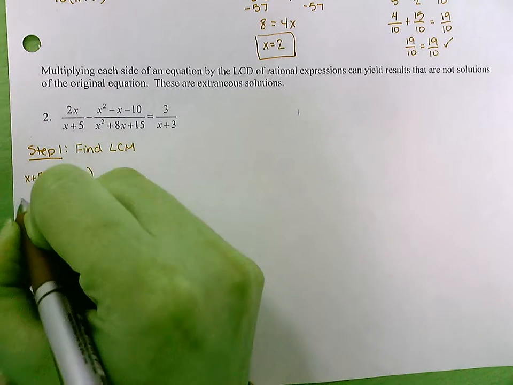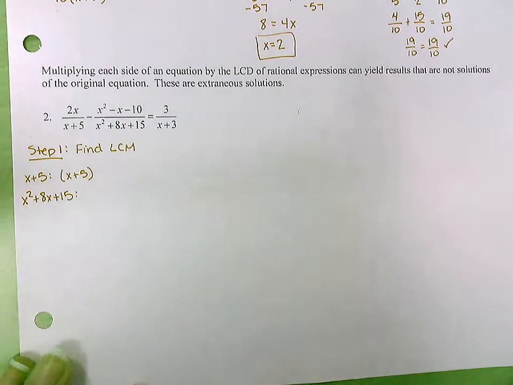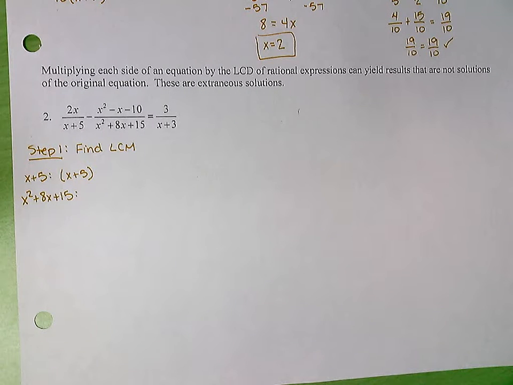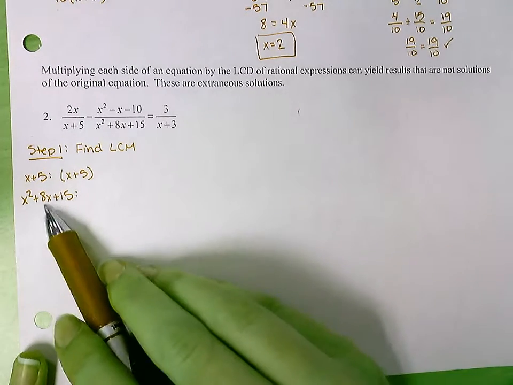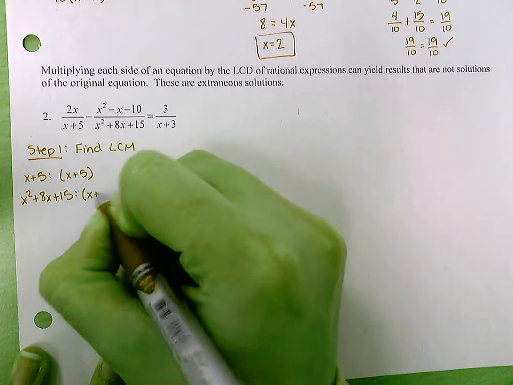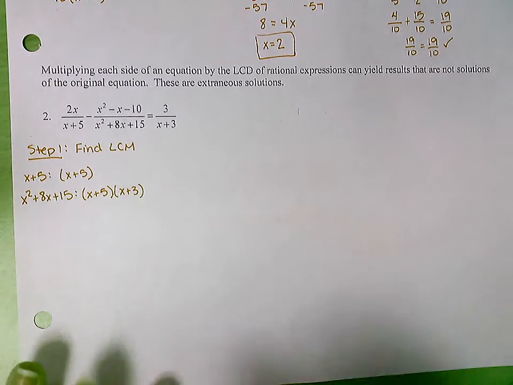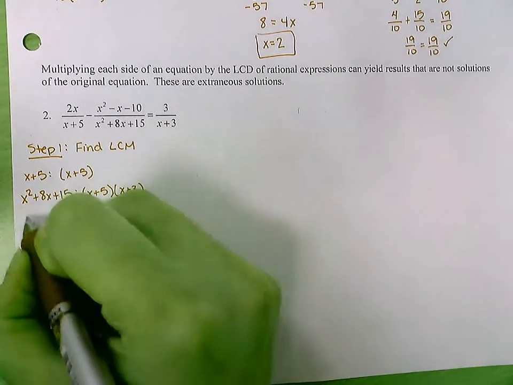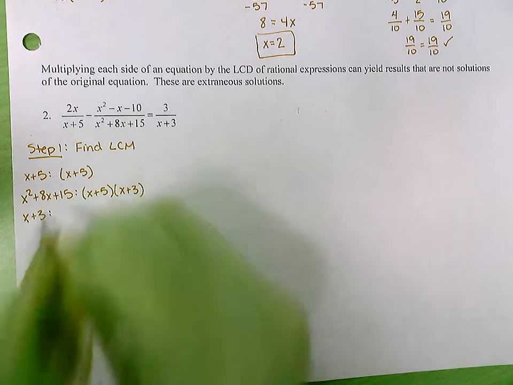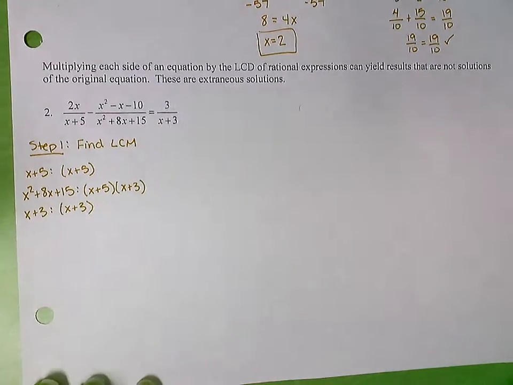The next one is x squared plus 8x plus 15. Okay, I need to factor this one. Okay, so you can use the x method if you still need to do that. So what multiplies to 15 and adds to 8? 3 and 5. So I have x plus 5 and x plus 3. Okay, and I need that last one as well. That's x plus 3. Can't factor that, so it's just going to remain x plus 3.